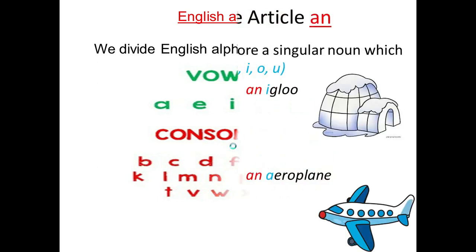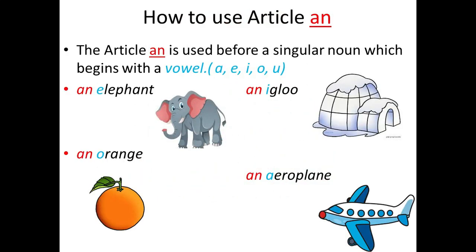So let's see what the rule is, how to use the article an. The article an is used before a singular noun which begins with the vowels A, E, I, O, U. Like an elephant, an igloo, an orange, an aeroplane. Here you can see that all these words start with vowels. So the words which start with vowels, with them we use an: an elephant, an orange, an igloo. It's the name of an animal, the name of food, the name of a thing.